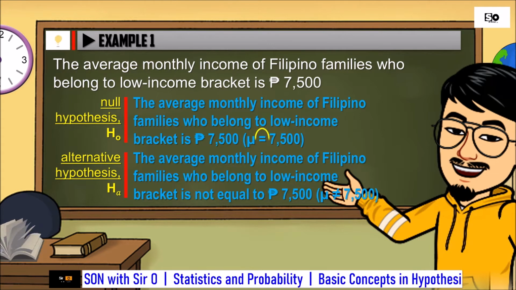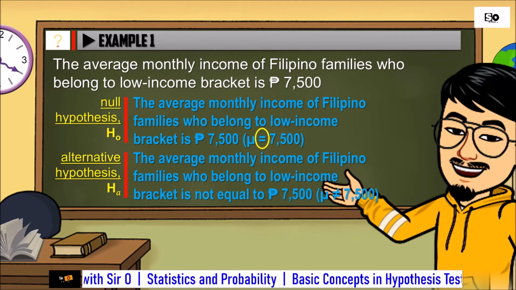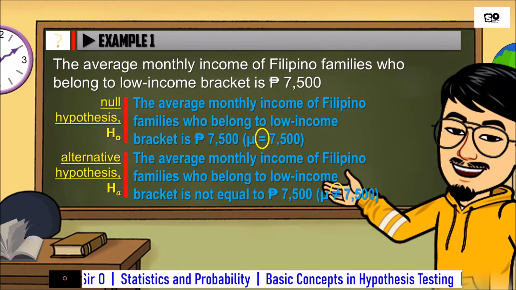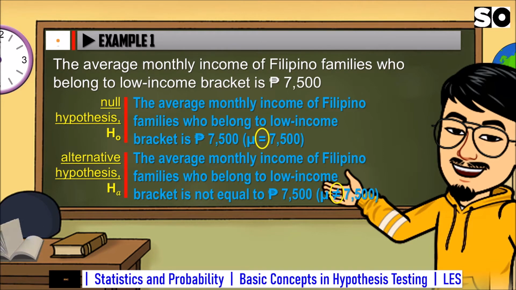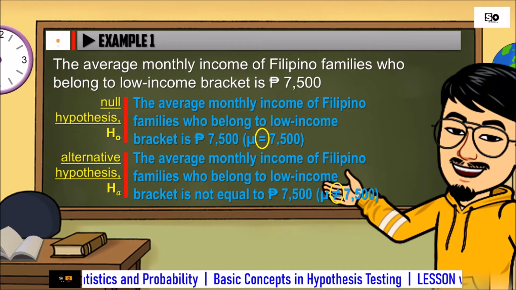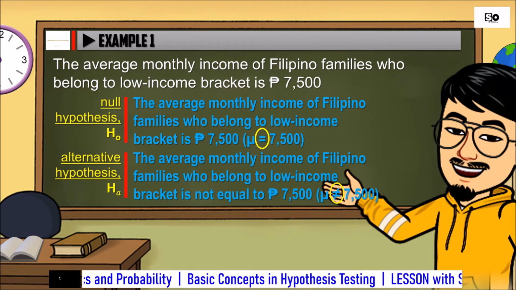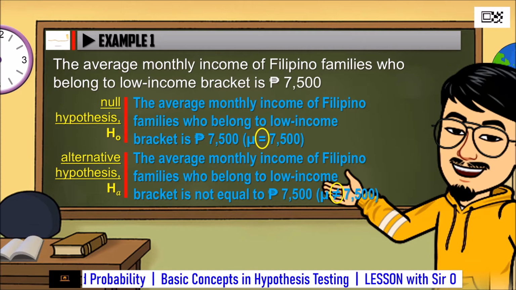Notice that the null hypothesis is expressed using the equal symbol, while the alternative hypothesis is expressed by the not equal symbol because the claim or conjecture does not specify any direction.